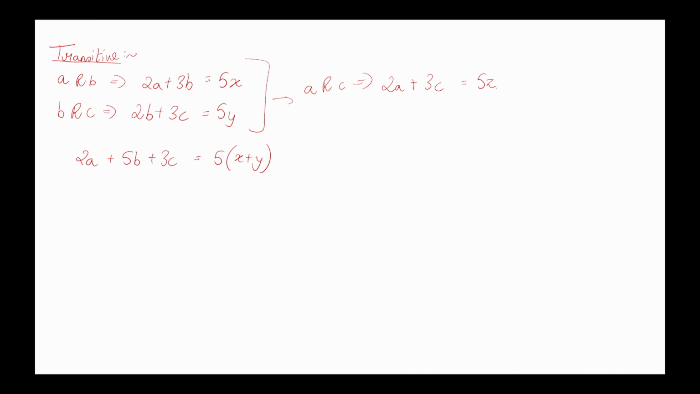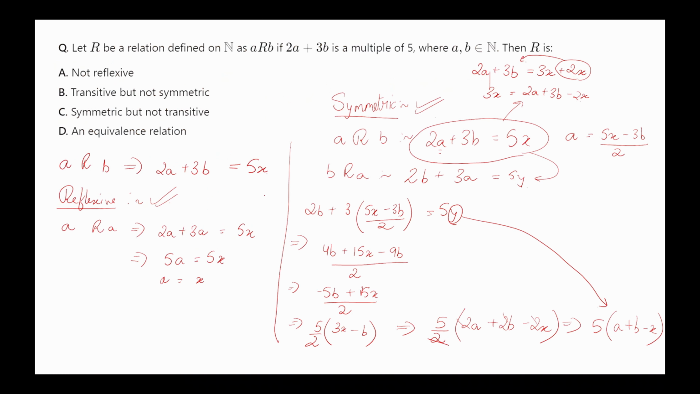Now this 5b, I can take it to the other side. So this would become 2a plus 3c is equal to 5 times (x plus y) minus 5b. Now again, I can take 5 common from this equation. So this would become x plus y minus b. So that means you all can see, sorry, this is 3c. That 2a plus 3c is coming out to be again a multiple of 5. That means it is transitive as well. That means this entire relation is reflexive as well as symmetric as well as transitive. So it is an equivalence relation.